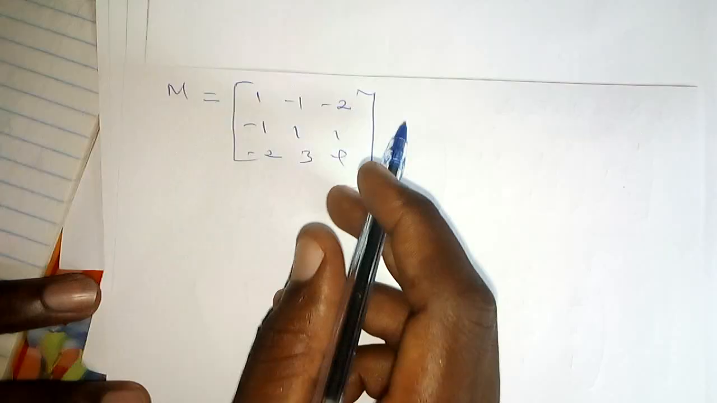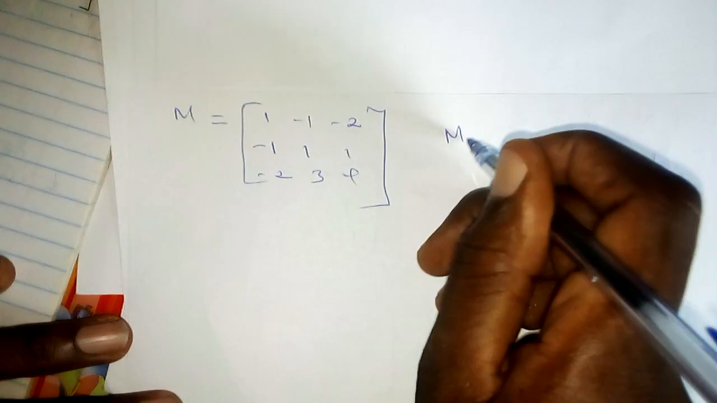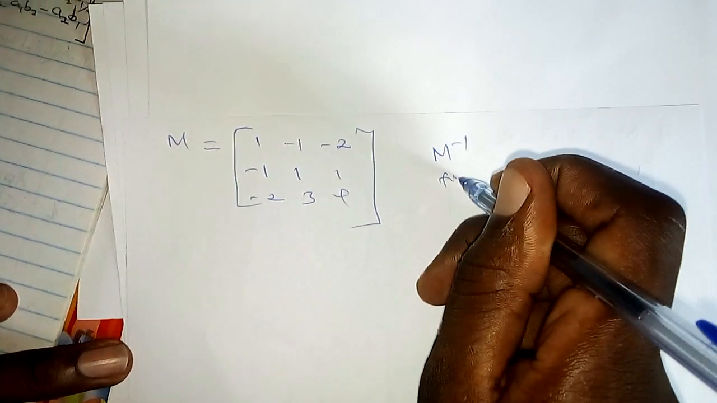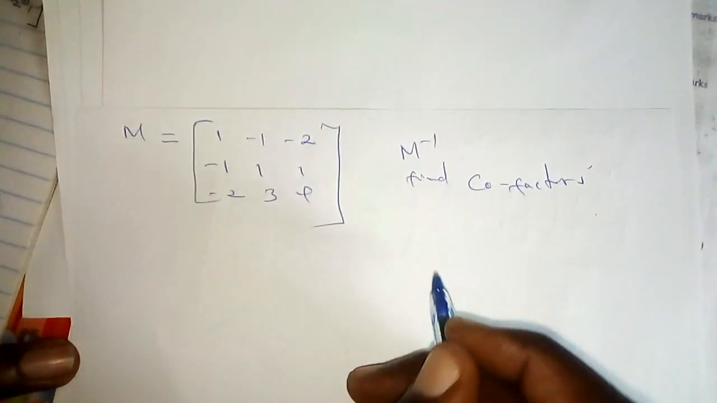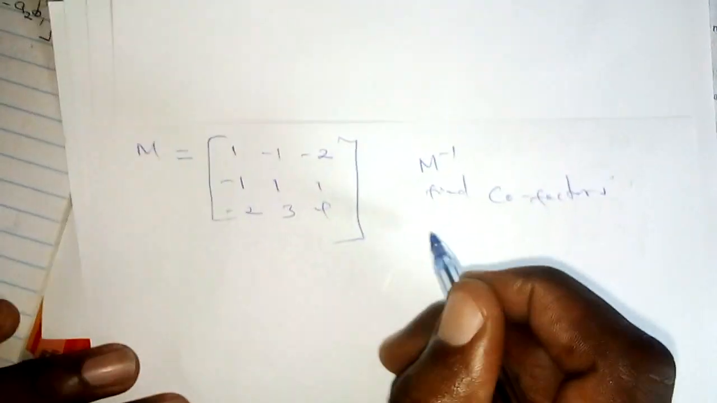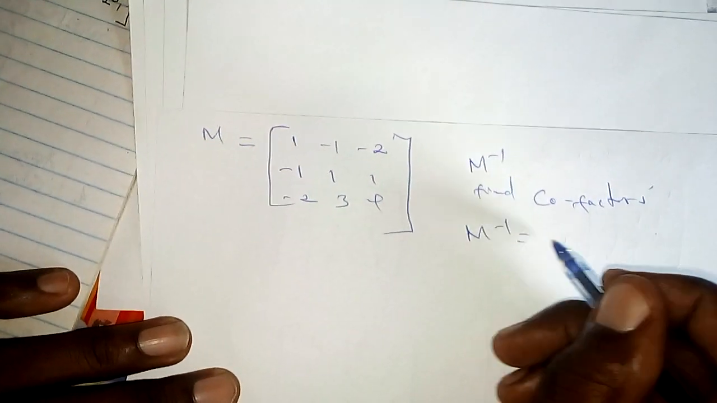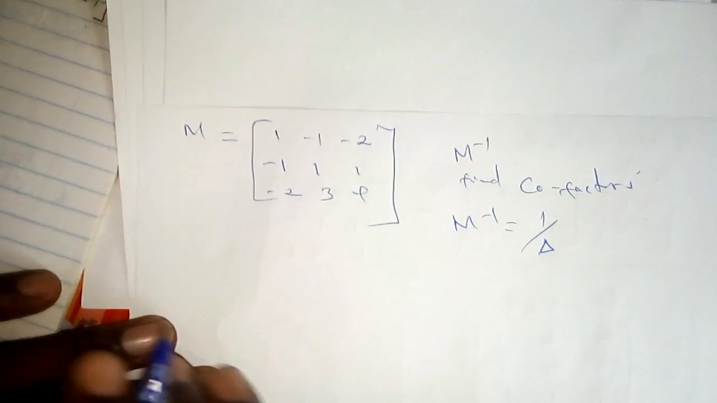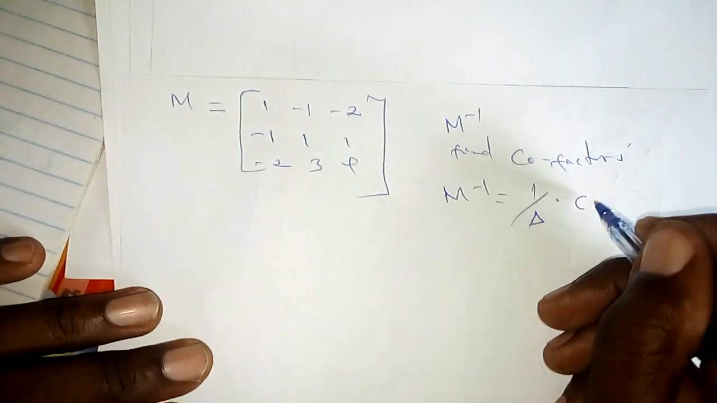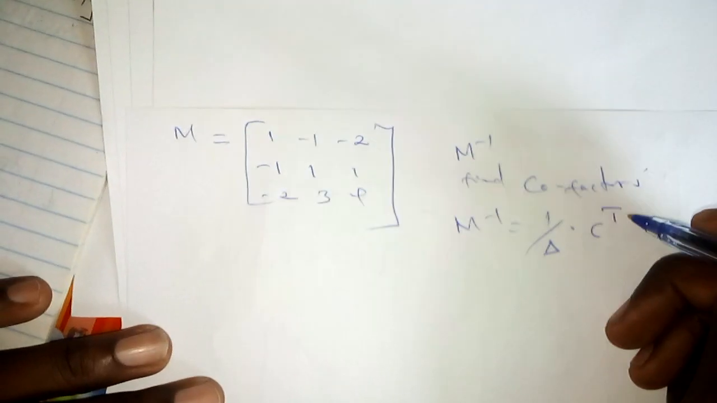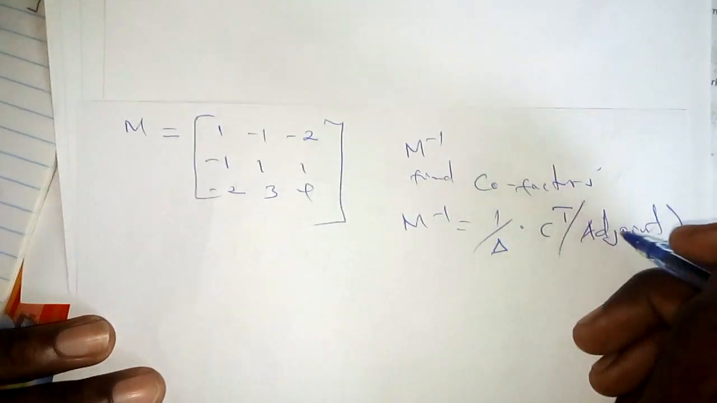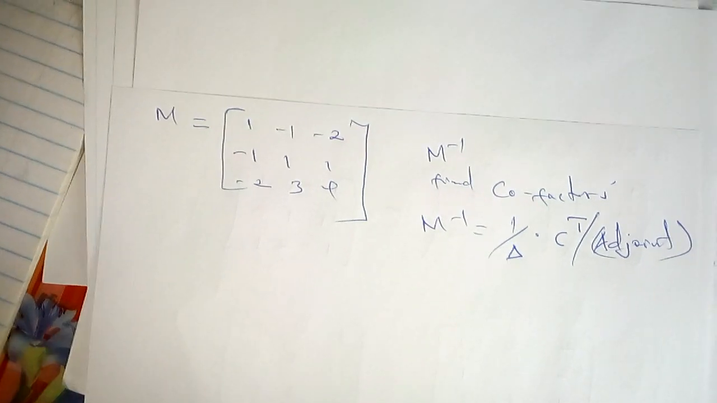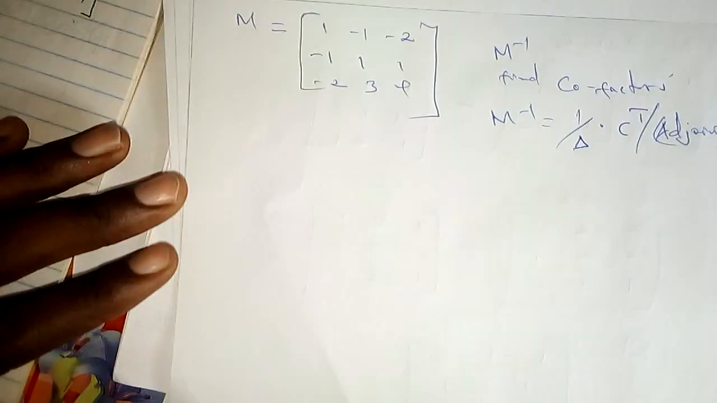For you to find M inverse, you must find the cofactors. The inverse, M inverse, is equal to 1 over determinant multiplied by cofactor transpose. This is the same as the adjoint. Now let us find the cofactor transpose.